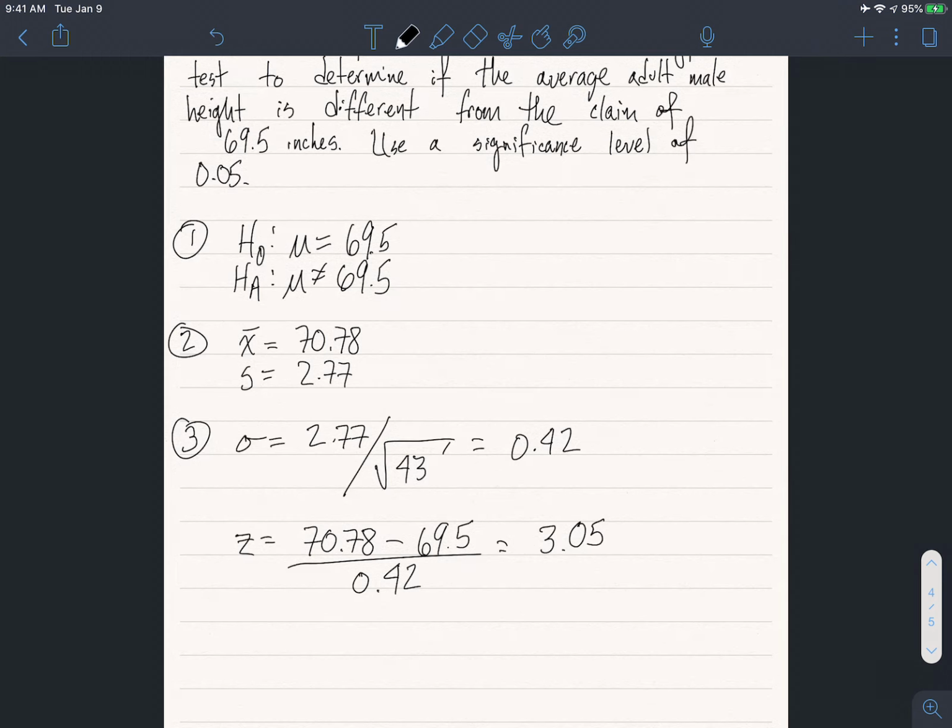Before I even continue, that's a pretty high z-score, right? That leads me to believe we're going to end up rejecting because big z-scores like this are not common. But we'll keep going.